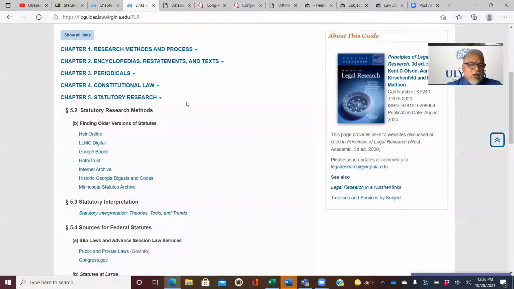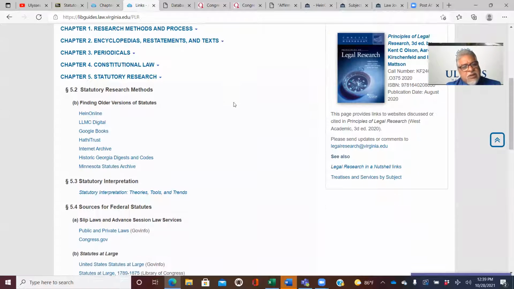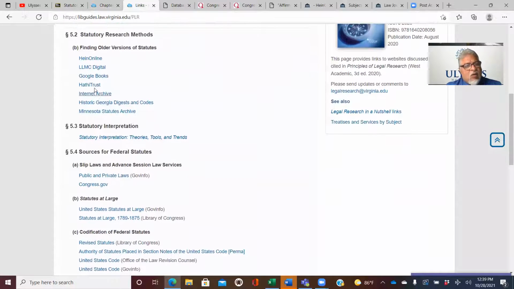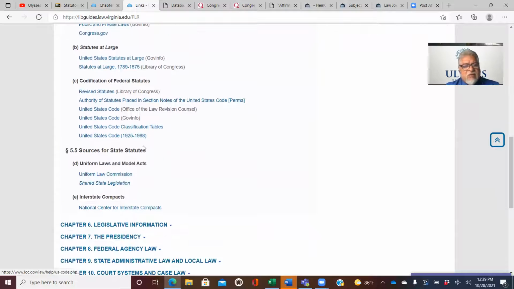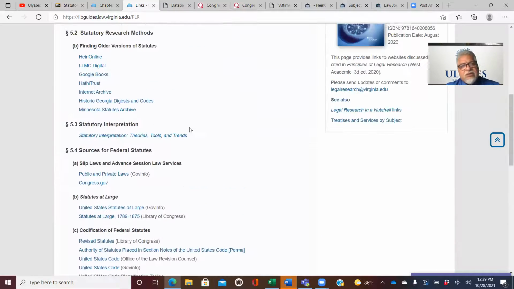Then I also clicked on the links part of the research guide, so you can see all the different sources, including HathiTrust that wasn't on the previous one, and this archive of Minnesota statutes that the University of Minnesota has. And then some statutory interpretation theories, tools, and trends, which is very important for you to understand when you're doing legislative research. And then slip laws, codification, et cetera.